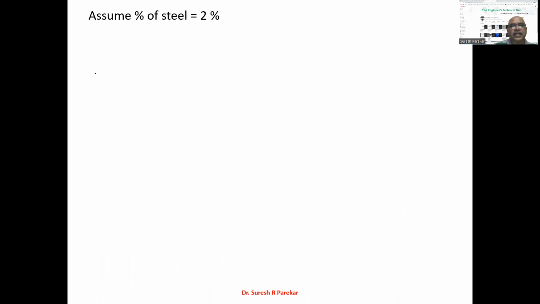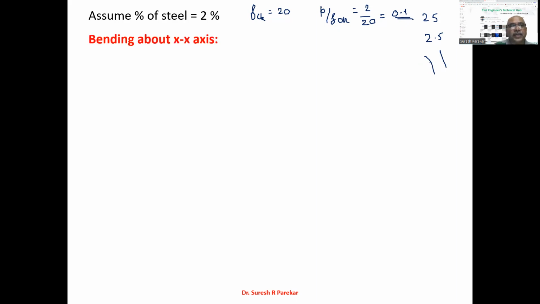Then we will assume percentage of steel 2%. Why I have considered it as 2%? Because we have FCK 20. So I will get value of P by FCK, and that will be 2 upon 20. And this value comes 0.1. If you have FCK 25, then you can consider value of P, that is 2.5. Then you will get value 0.1. Because if you will consider 1.5, then you have to again go, that is interpolation between the two, and that will be again not accurate, I can say, because we cannot go with that values of the dots.